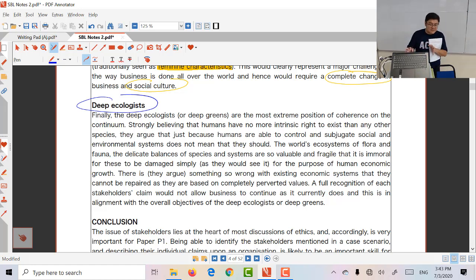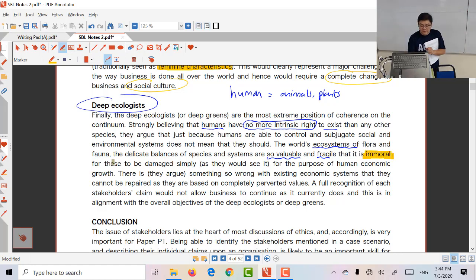Now, it's a very extreme position, where they are siding with the environment. They say humans have no more intrinsic right to exist than any other thing. And they are trying to put man equal with all the animals, the plants, all right? They're trying to put them equal. Human equals the animals, plants. Now, so they say that whatever ecosystems we have are so valuable and so fragile that it's immoral for them to be damaged simply for human economic growth.